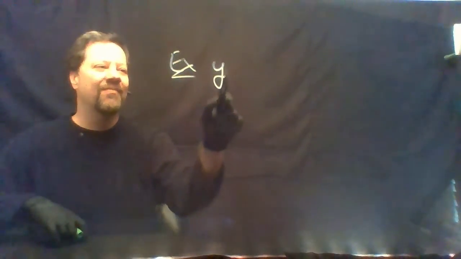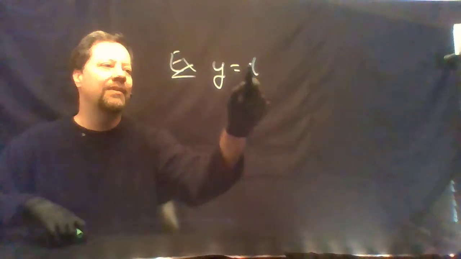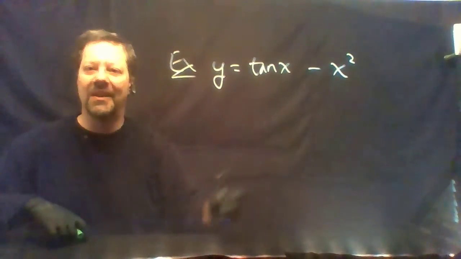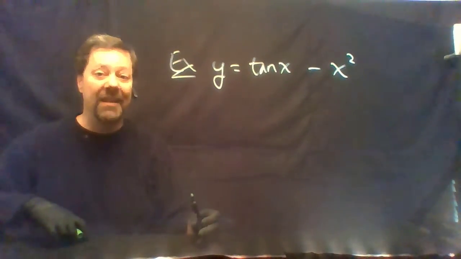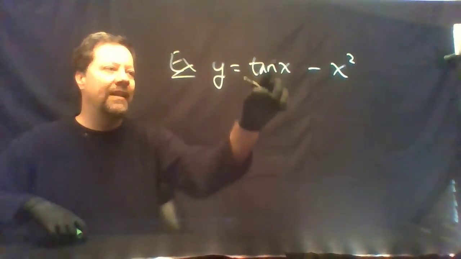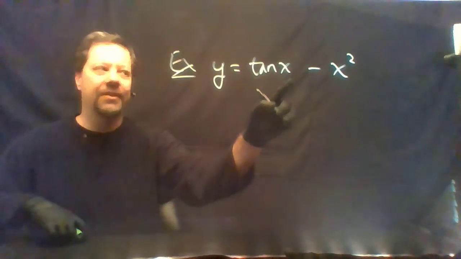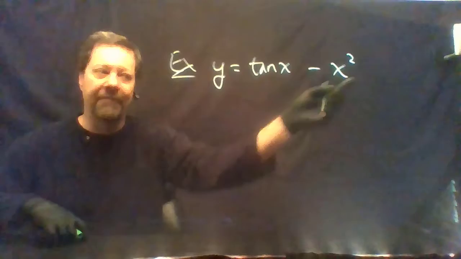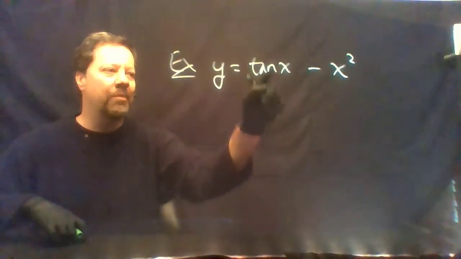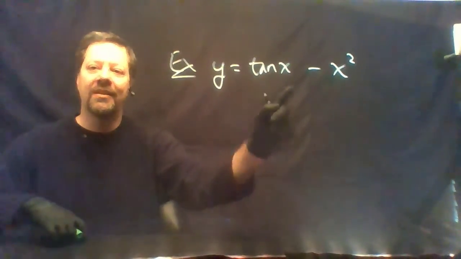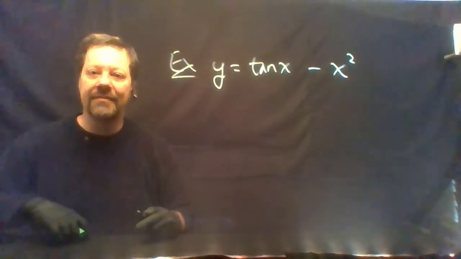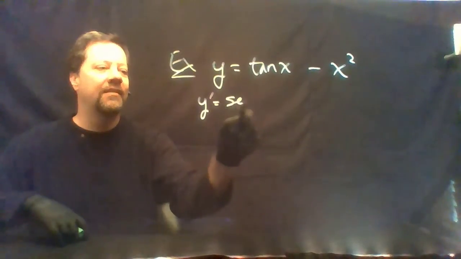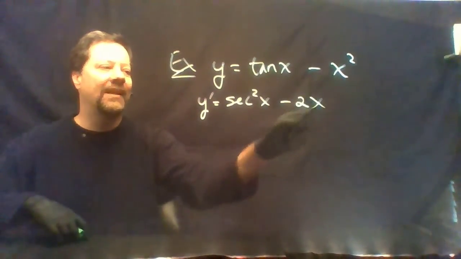As an example, suppose y is equal to tangent of x minus x squared. By a mathematical convention, we may leave the parentheses off of the tangent function, and unless we put parentheses around the entire expression that's left, we intend that the parentheses only apply to the x. So this is just tangent of x. The derivative is secant squared x minus 2x.